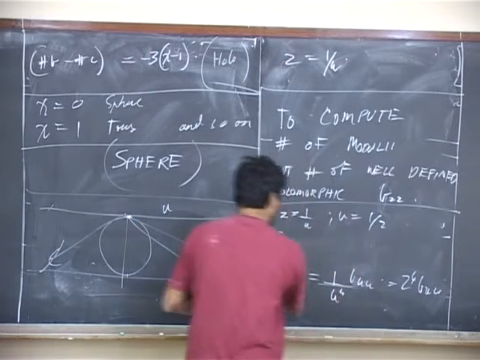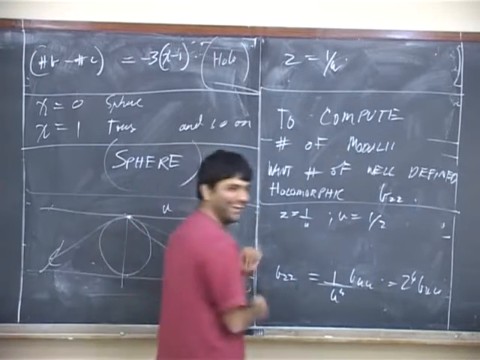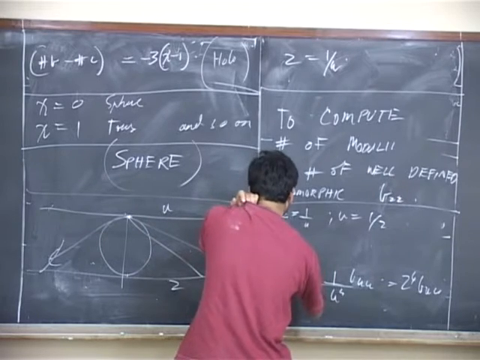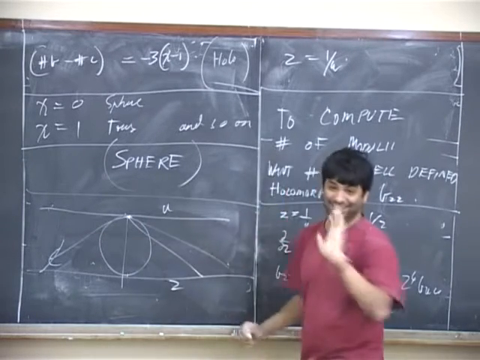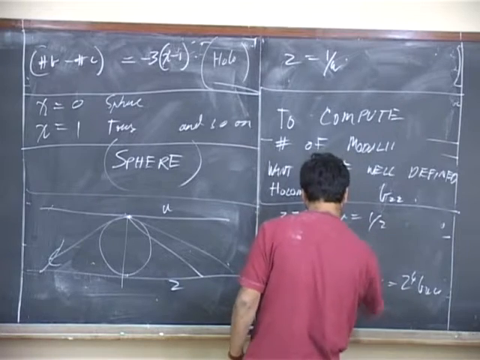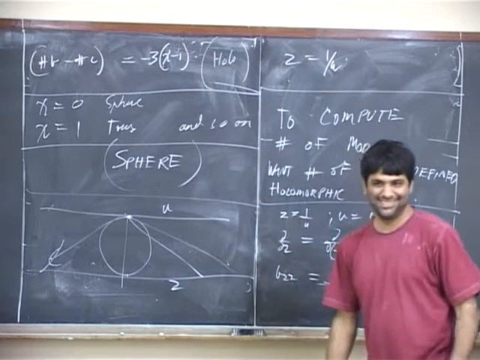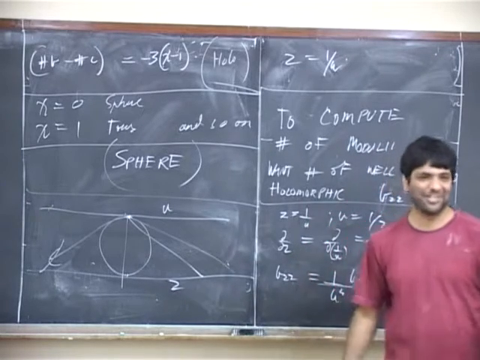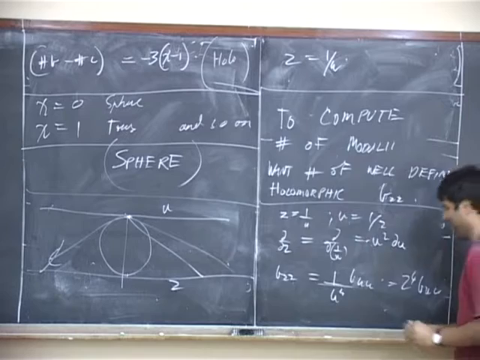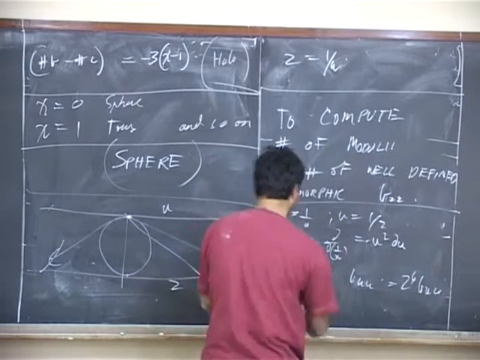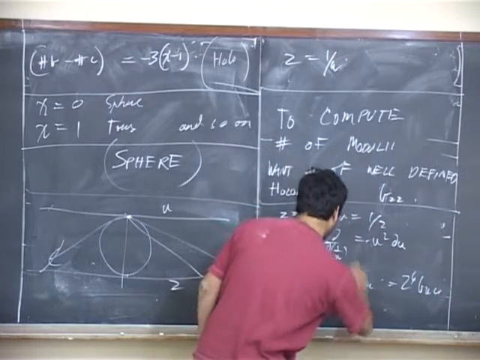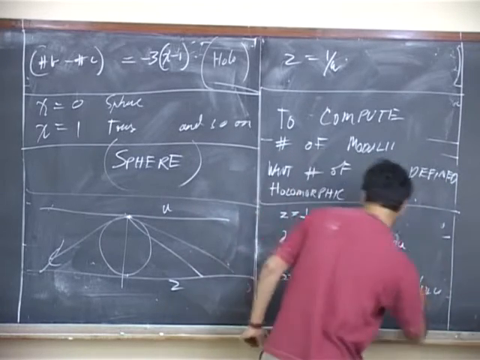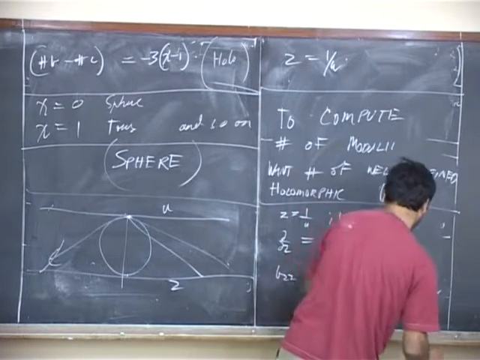Embarrassingly enough, let me redo this calculation. Sorry. So z is equal to 1 by u, so d by dz is equal to d by d of 1 by u. Sorry, I was about to get it wrong. Okay, so this guy now goes like u to the 4th, just 1 by z.